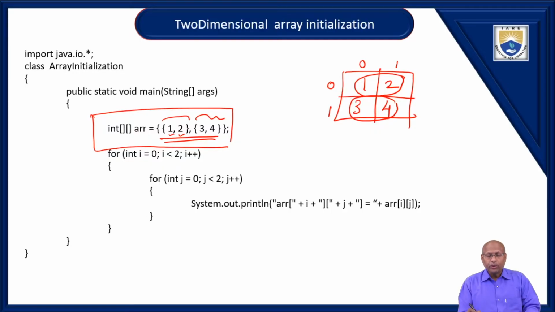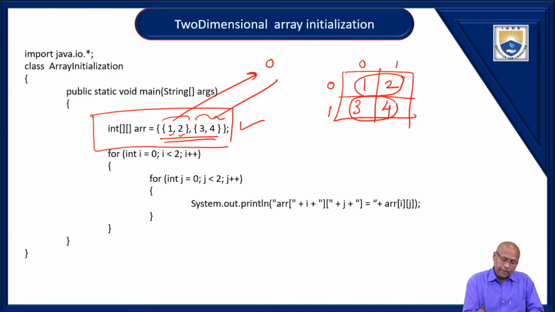Now, once the data is stored, I want to display it on the screen. So, remember when you write this statement, the values are automatically stored in row by row format. This represents the first row, but 0th row. And 1 and 2 come under the first row. 3 and 4 come under the second row in sequential order.